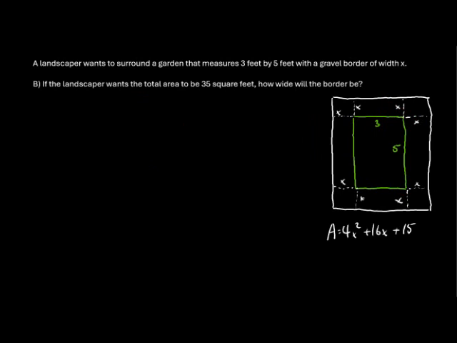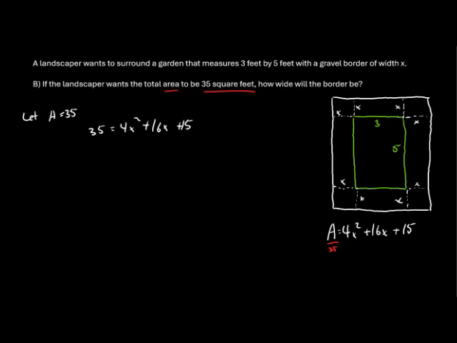Part B says, if the landscaper wants the total area to be 35 square feet, how wide will the border be? Now we go to our area equation, but we let the area equal 35. We replace the letter A with 35. Therefore, we say 35 equals 4x squared plus 16x plus 15.